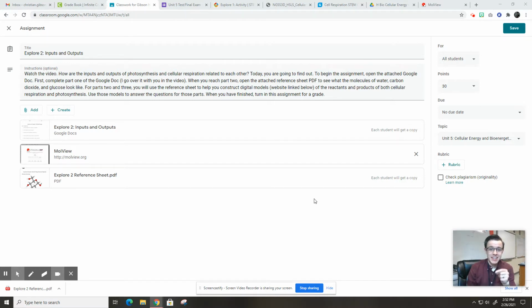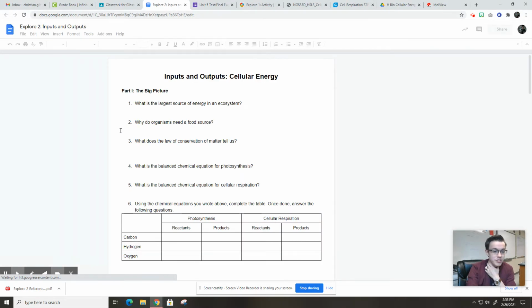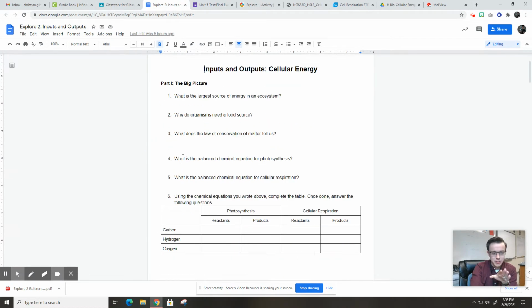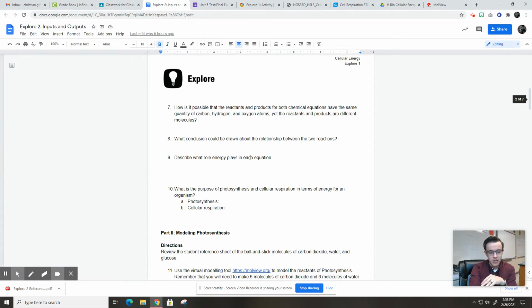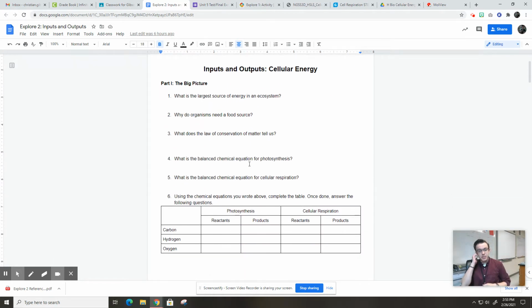So to begin this assignment, you're going to want to first open the attached Google Doc and complete part one, first and foremost. Okay, so let's open this up and take a look. This is part one. We got 1 through 6 here, a little chart, and then 7, 8, 9, 10. Let's go over this really quickly together so that I can make sure you guys are good to go for the other parts.